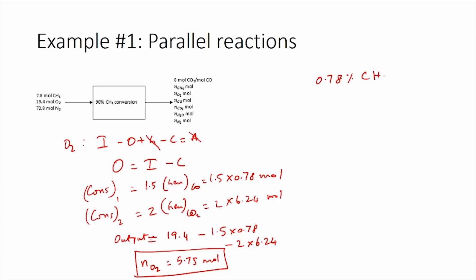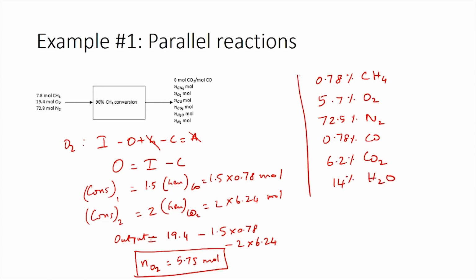So, the product composition would be 0.78% methane, 5.7% oxygen, 72.5% nitrogen, 0.78% carbon monoxide, 6.2% carbon dioxide, and 14% water vapor. So, this is the product composition given in terms of molar percentages. This is how we would go about solving this problem using molar species balances.